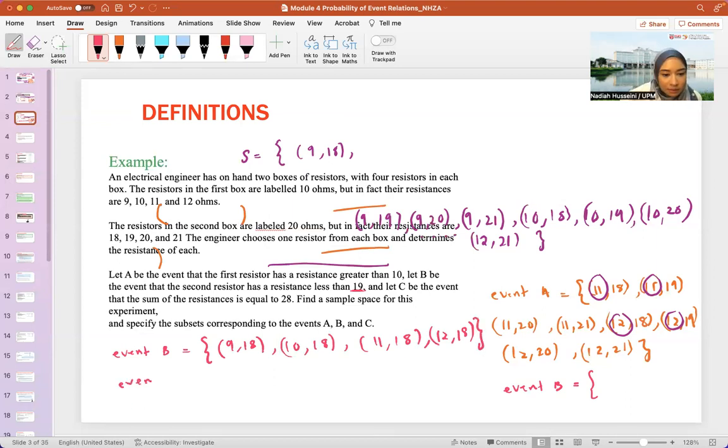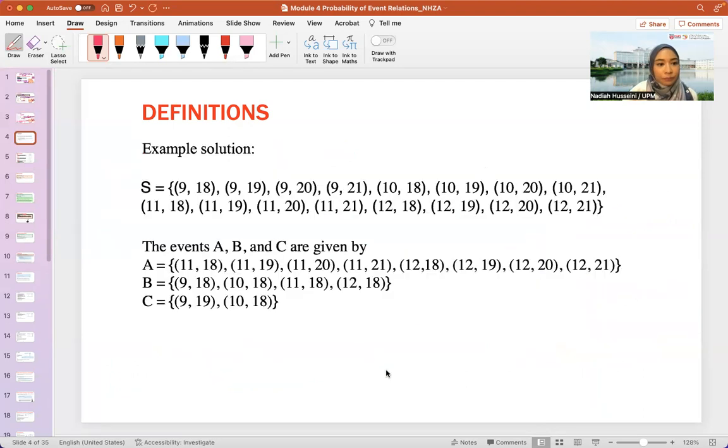Okay, event C: sum of the resistance equal to 28. So here what you have to do is sum the pairs up. For example, this is 30, so this does not satisfy event C. This satisfies event C, so 10, 18 should be inside event C, for example. So this requires a lot of calculation. Let's look at the solution.